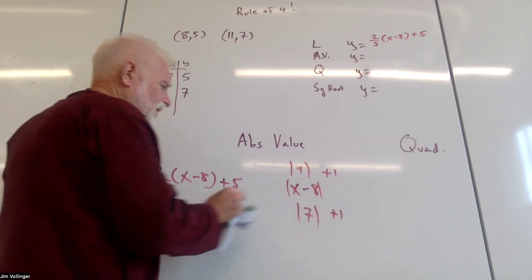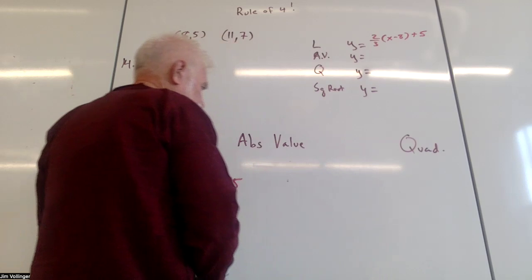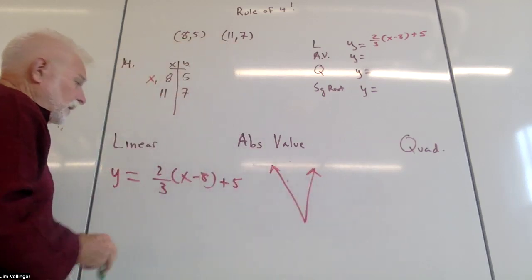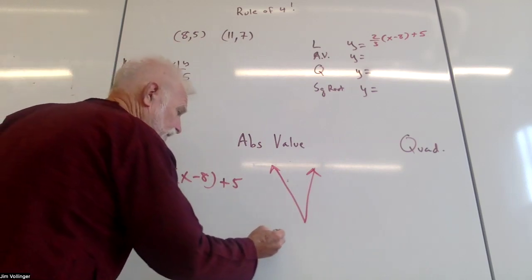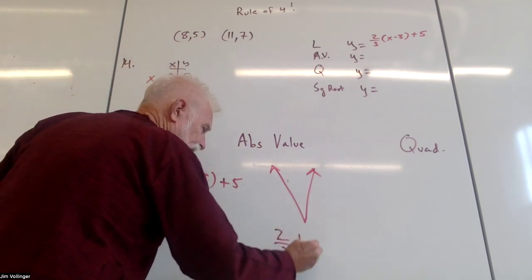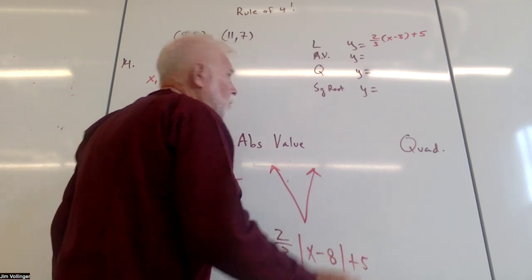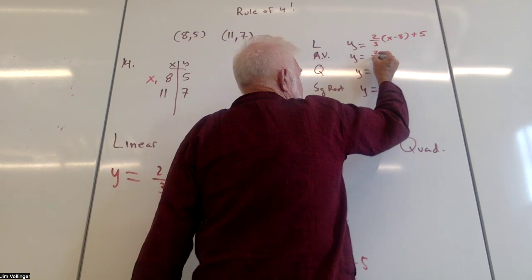Right? So what does this graph look like? Looks like a V shape. I'll prove that to you in a minute. And the calculation is simply 2/3 absolute value of x minus 8 plus 5. Boy, it doesn't look much different.